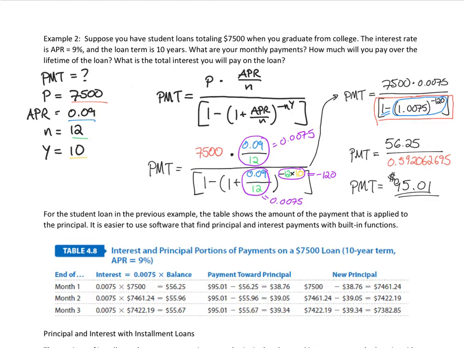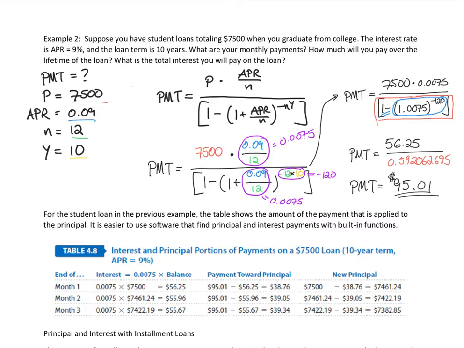That seems doable. So that's just what the monthly payments are. So that's $95.01 per month. So what's the next question asking? How much will you pay over the lifetime of the loan? Well, there will be 120 payments because we're paying the loan off over 10 years, each month. So 10 years worth of months is 120 months.